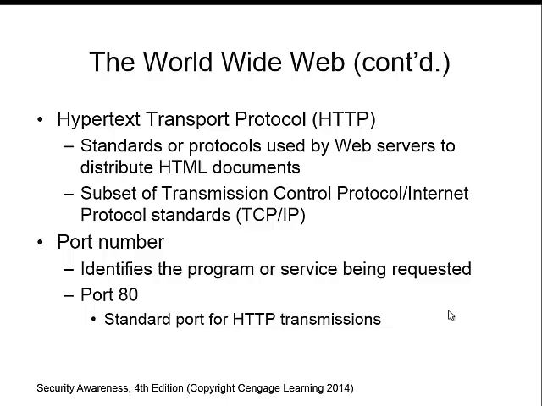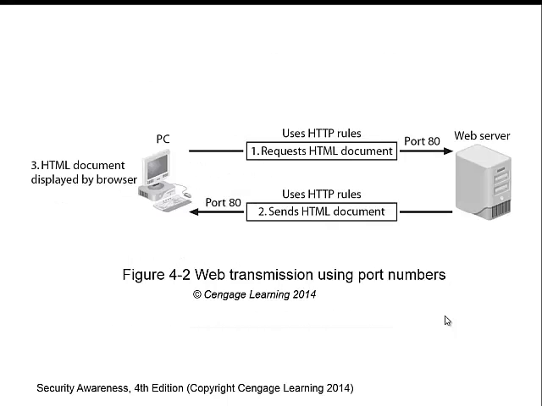You have a subset of Transmission Control Protocol with Internet Protocol standards, and this is TCP/IP. You have a specific port number that's used. It identifies the program or service being requested. Typically, port 80 is used as the standard port for HTTP transmissions. You typically leave port 80 open so that you can get your web pages. Your computer is going to send out its request on port 80, and you're going to get your information back on port 80.